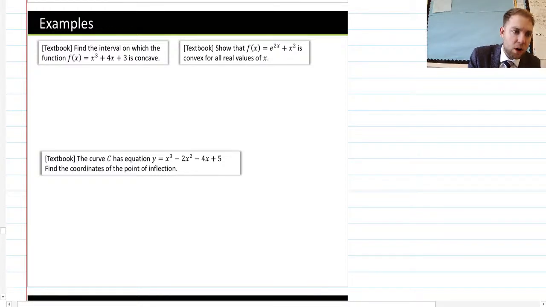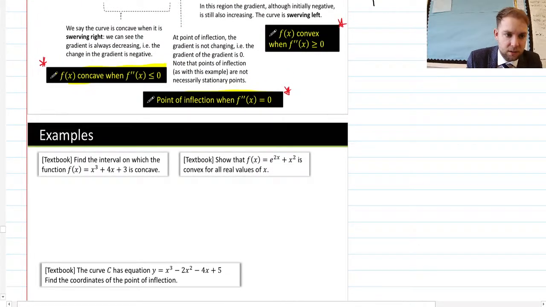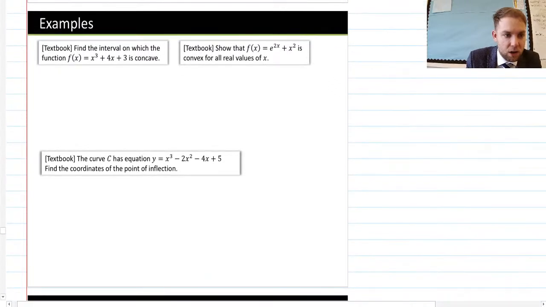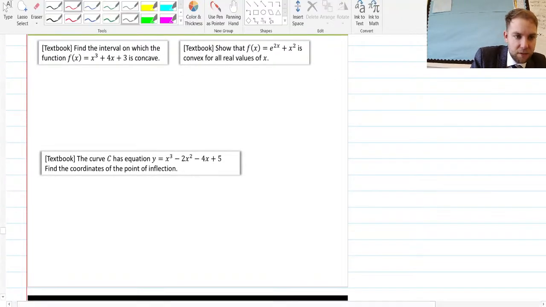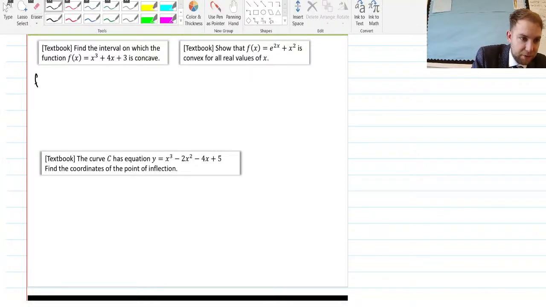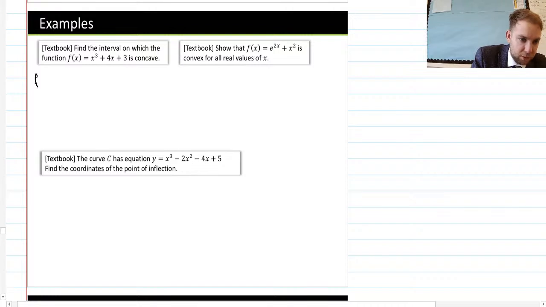Find the interval on which the function is concave. Is there a way to remember this? No. So we know that when we've got a concave curve, it doesn't have to be f double dash, but this one's f of x, so we'll do f double dash. We know that f double dash of x is less than or equal to 0 when we've got a concave.